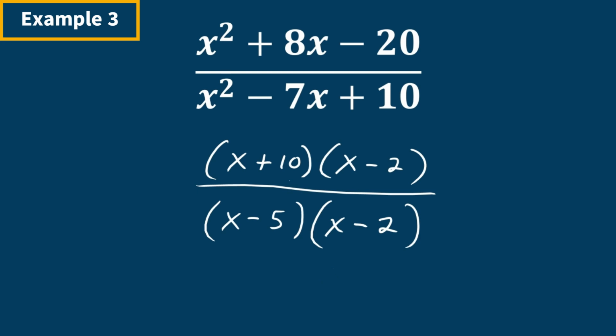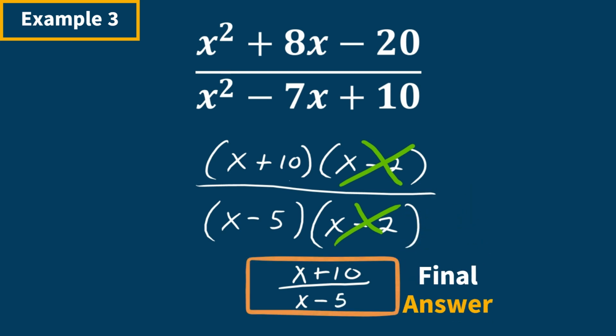From here, what we do is we look at what the numerator and the denominator have in common, and we can see here that there's an x minus 2 in both the numerator and the denominator. That means we can go ahead and cancel both of these here. Now all we do is write down what's left over. We have x plus 10, and we also have x minus 5. That's going to be our final answer.